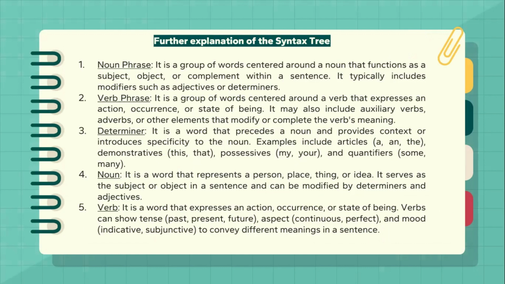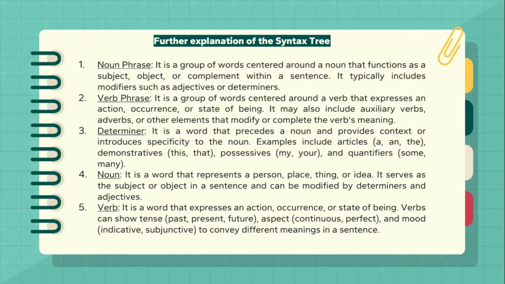Further explanation of the syntax tree. The first one is the noun phrase. It is a group of words centered around a noun that functions as a subject, object, or complement within a sentence. It typically includes modifiers such as adjectives or determiners. The second is the verb phrase. It is a group of words centered around a verb that expresses an action, occurrence, or state of being. It may also include auxiliary verbs, adverbs, or other elements that modify or complete the verb's meaning.